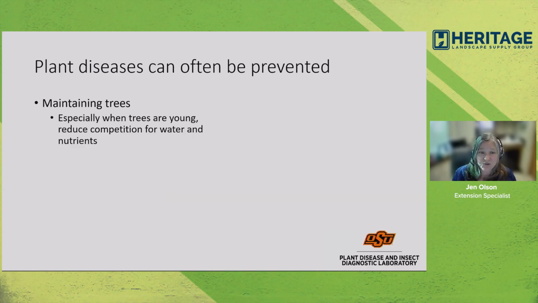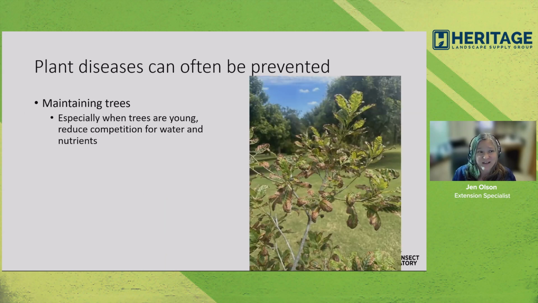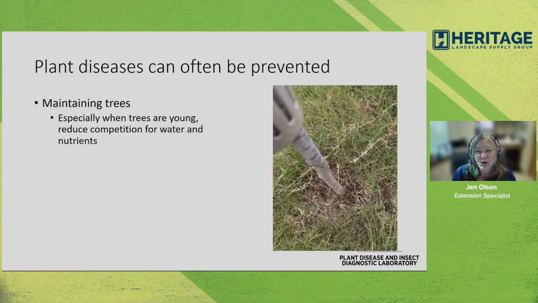So maintaining trees, when trees are young, there's a lot of opportunities to give them their best life. So I got these images of this tree. We see the leaves are scorched, they're not doing well. And when I get images, I want to see that whole tree. And so they show me the bottom of the plant. This plant's dealing with a lot of competition for water and nutrients, and that's likely why those leaves are scorching.